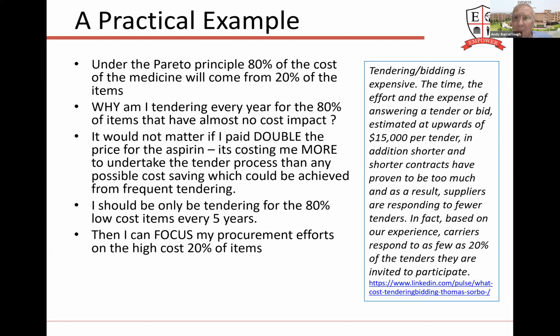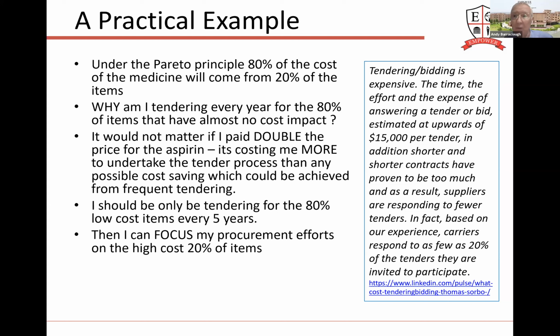So what I'm saying is, it doesn't matter in a cost sense if I pay double the normal price for the aspirin, because that's in the 80%. It's got no cost impact. If I pay 1% more for the ARVs, that's a big impact because that's in the 20% of all the high cost items. And recognizing that tendering and bidding is expensive.